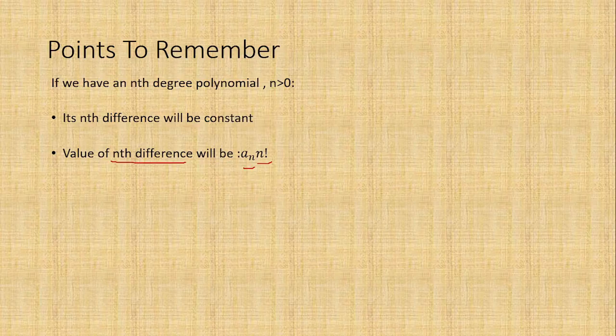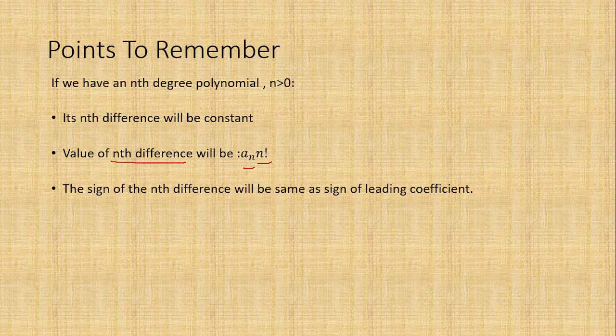Then we come to the next thing. The sign of the nth difference will be same as the sign of the leading coefficient. Now, if you can see over here, what is n factorial? The value of n factorial is always going to be positive. So what is going to determine the sign of the nth difference? It is the sign of this particular term, that is an. That is the leading coefficient.